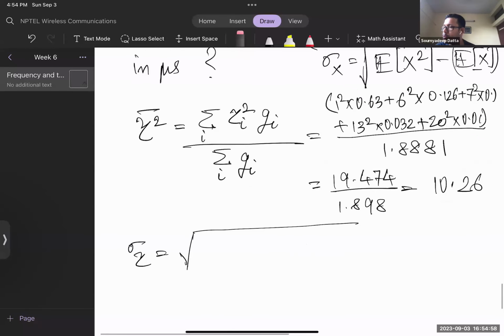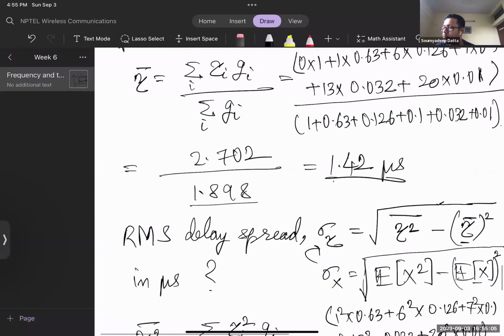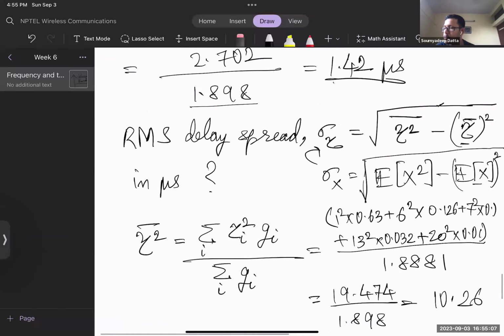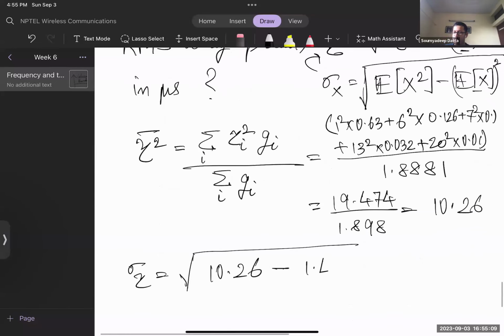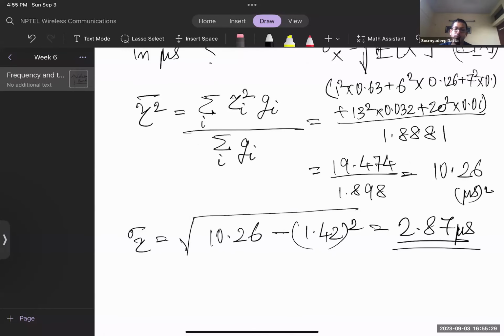Yeah. Probably made some calculation mistake earlier. 10.26 minus 1.42 squared. And this is coming out to be 2.87 microsecond, which is microsecond squared. So this value is important.